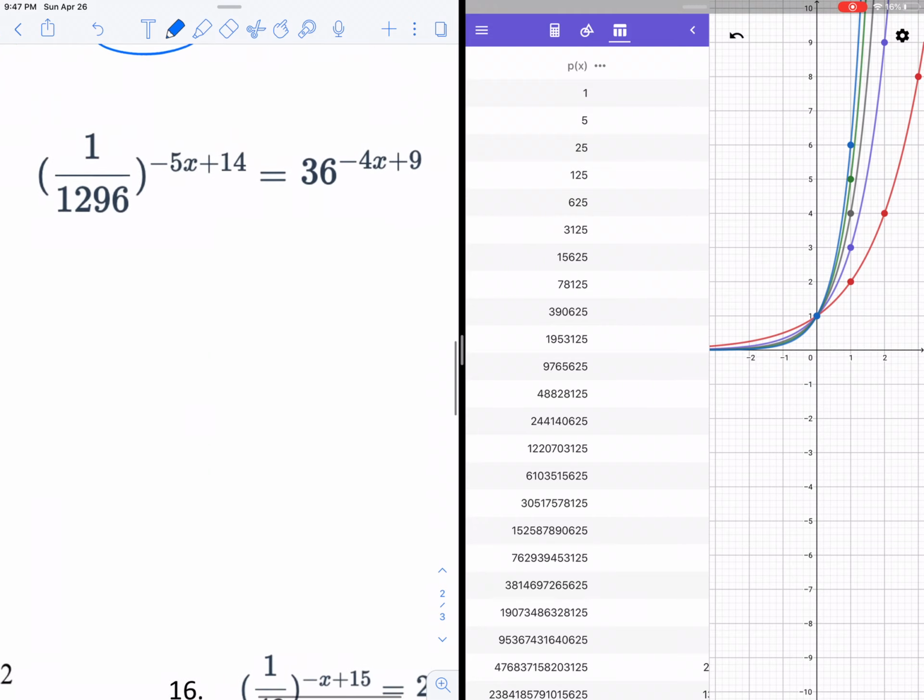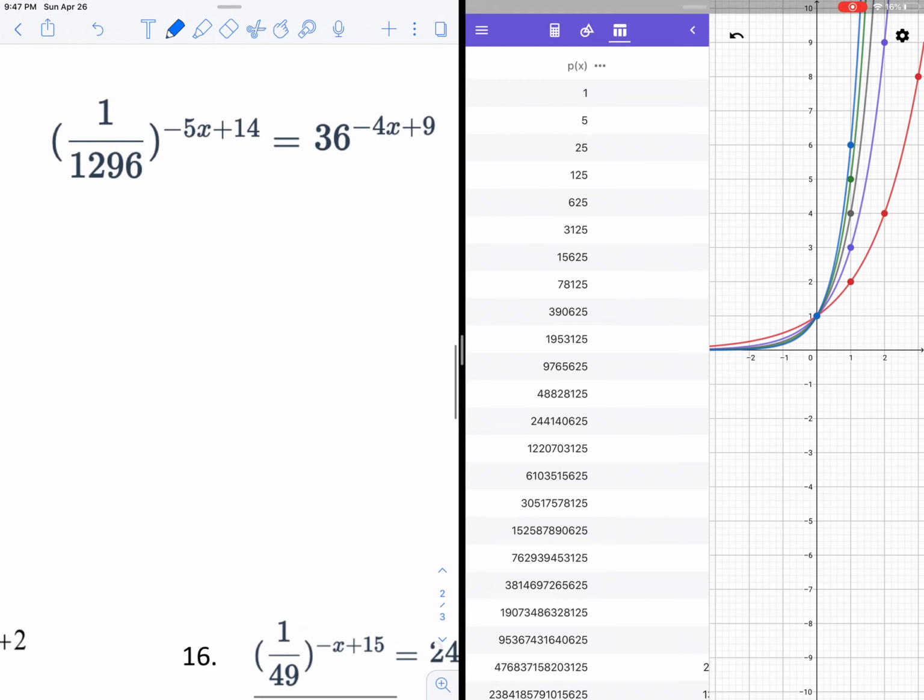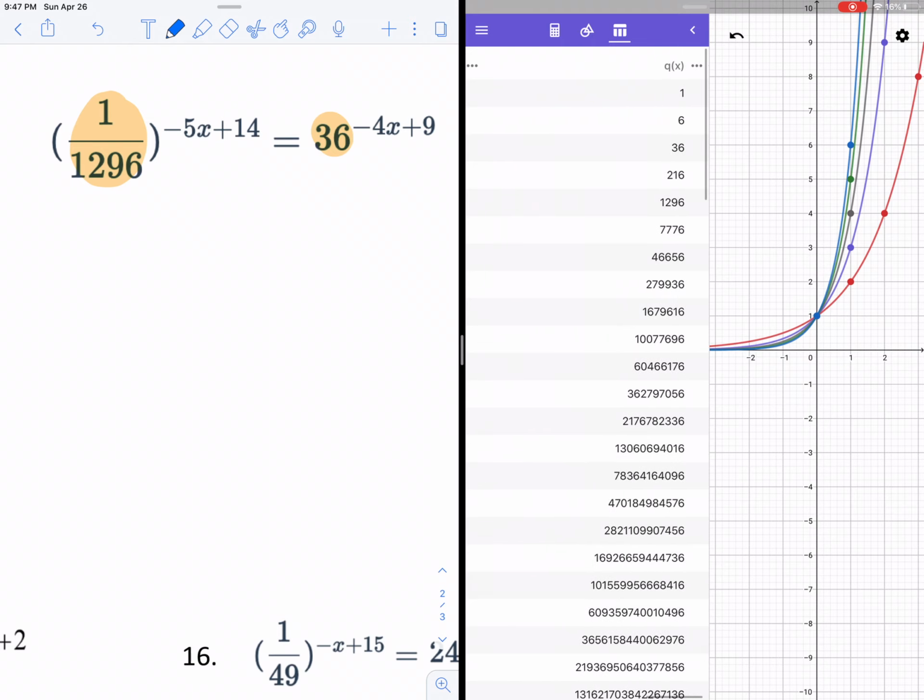Next one. So I like to look at the smaller base first. The two bases are 1 over 1296 and 36. Looking at those two bases, I could think that 36 is a power of 6. So let's look at the list of powers of 6. That's the last one I had put down. The third number on the list, that's 6 to the second power, right? Because I go 6 to the 0, 6 to the first, 6 to the second.